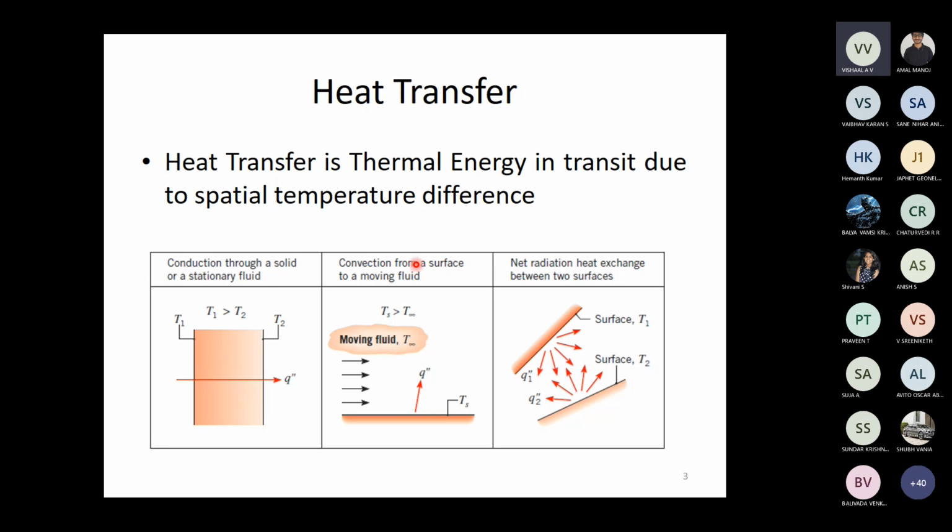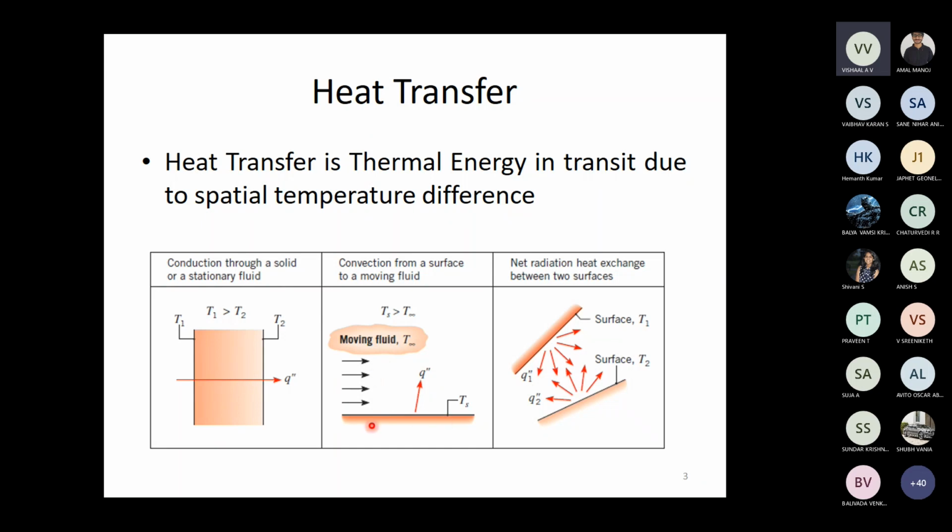Now coming to convection, the phenomenon of convection. In convection, there should be two things involved. One, convection from a surface to a moving fluid. There should be a surface and there should be a fluid that is moving. So a solid surface is compulsory as far as convection is concerned. Along with that, there should be a fluid. That means there should be two phases. One is a solid phase, and another one is a liquid or a gaseous phase.